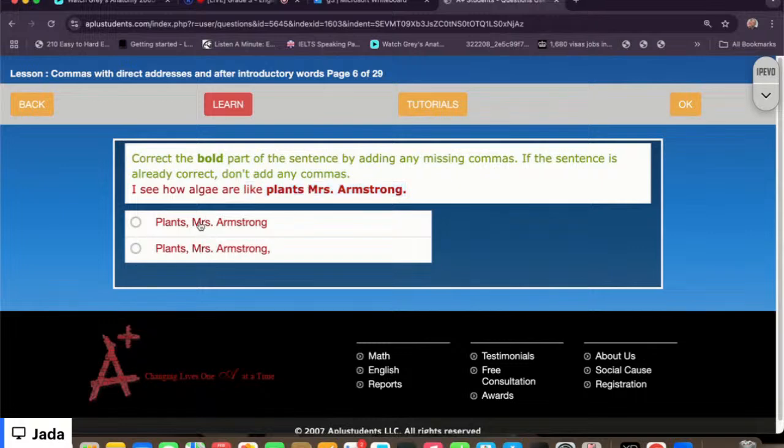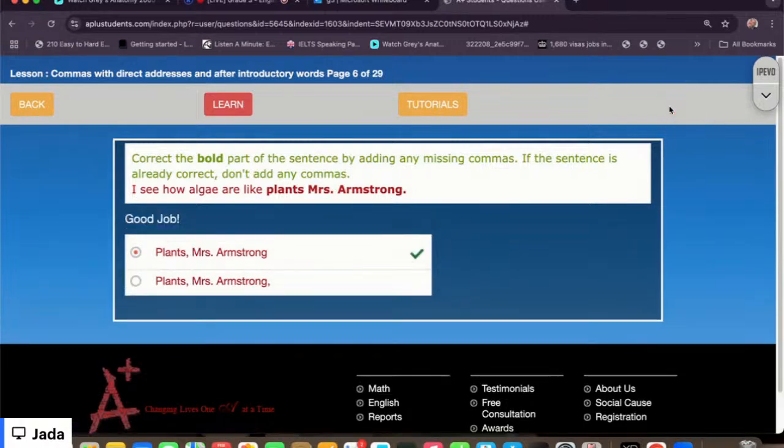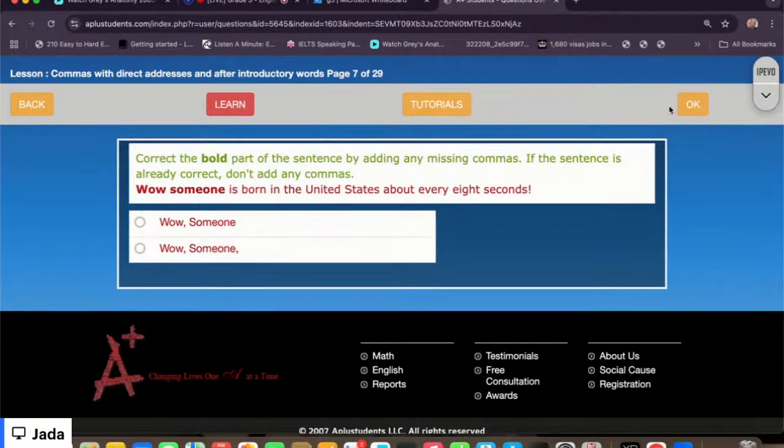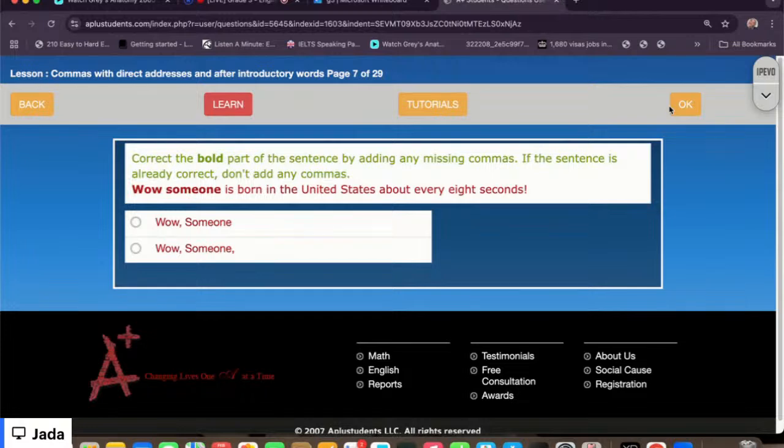So option 1. All right, so we have, "Wow, someone is born in the United States about every 8 seconds." So what do you think is the right part to include your comma?